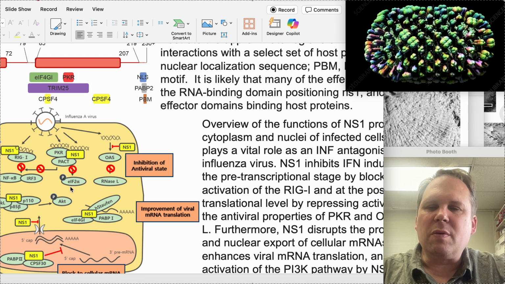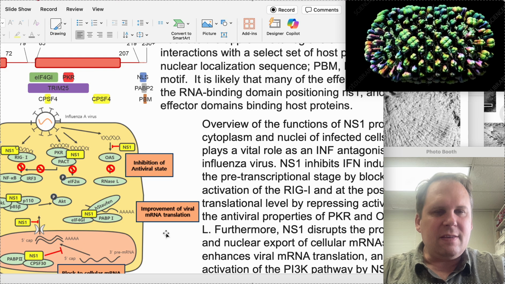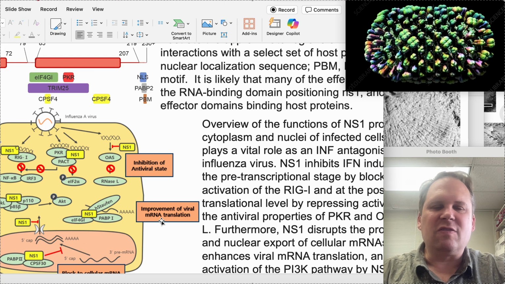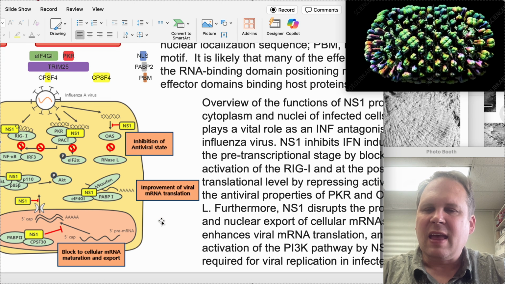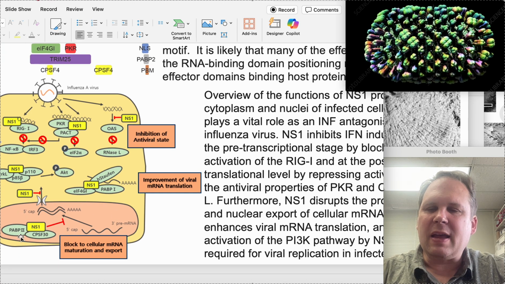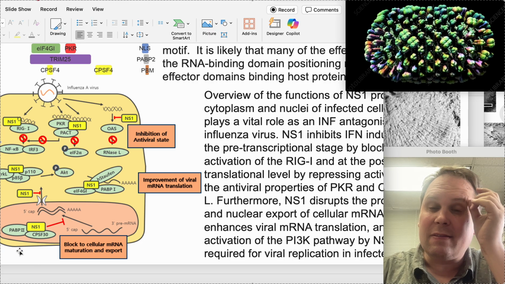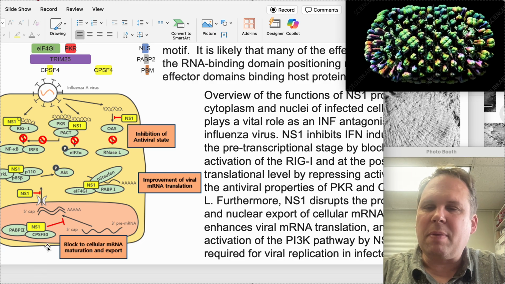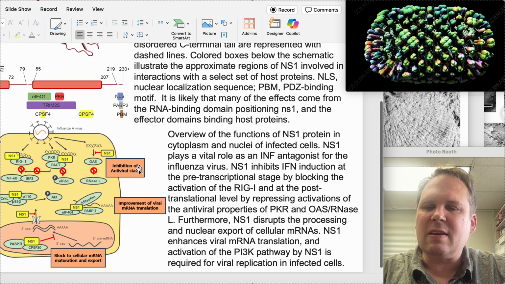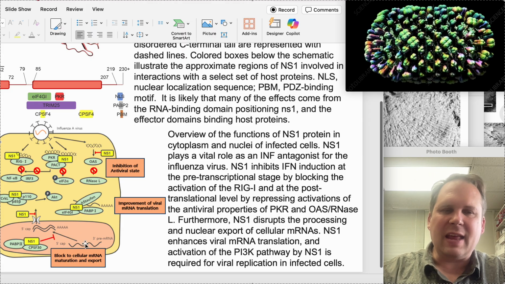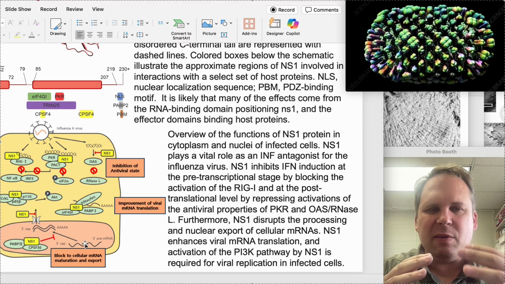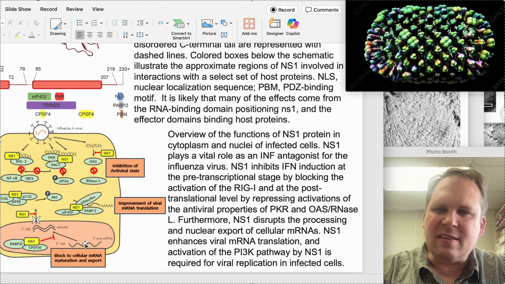NS1 is going to control eukaryotic initiation factor 2A, and it's going to bind to eukaryotic initiation factor 4G. These are going to enable the virus to cheat a little bit, so they make it harder for cellular genes to be translated. And NS1 will also bind down here if it gets into the nucleus, and it will inhibit the poly-A binding protein number 2. So that's going to be needed to export cellular messenger RNA. And so we're going to trap any newly produced RNAs in the nucleus.